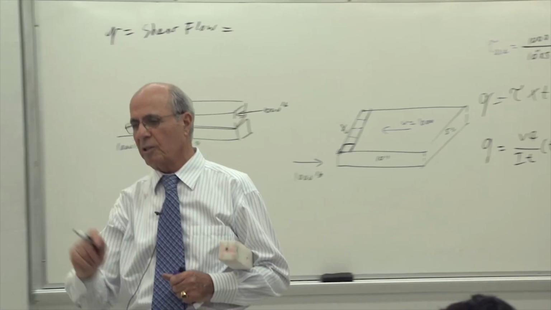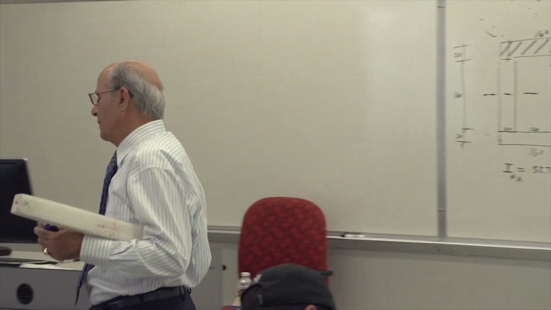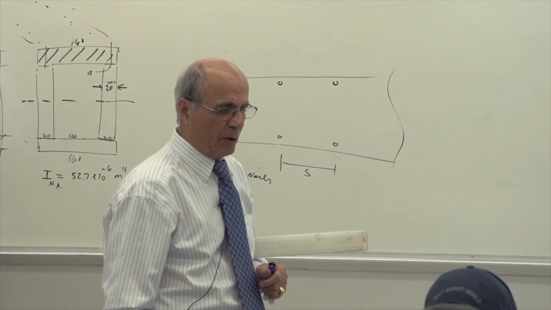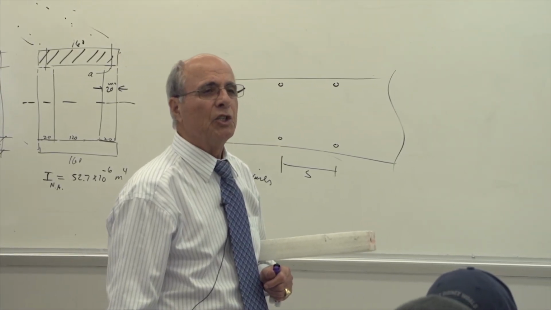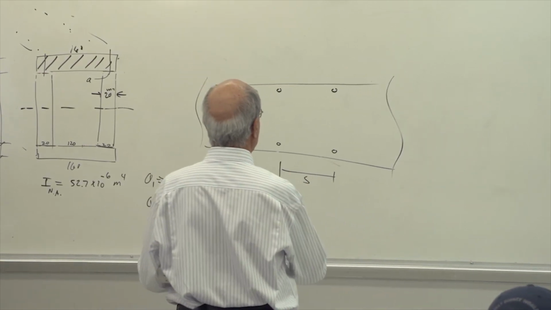Is that correct? Look at your handout now. Color handout. Look at the color handout, guys. Come on, guys. Look at the color. Do you see that shear flow there? What is there? Amount of force per unit length of the beam. Yes? Now, let's go back to this problem.